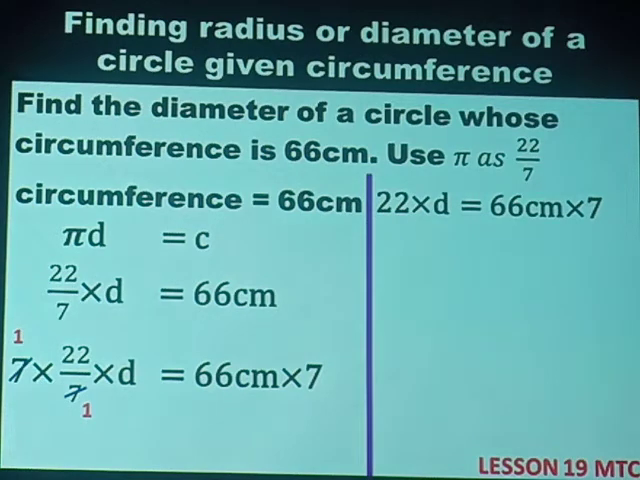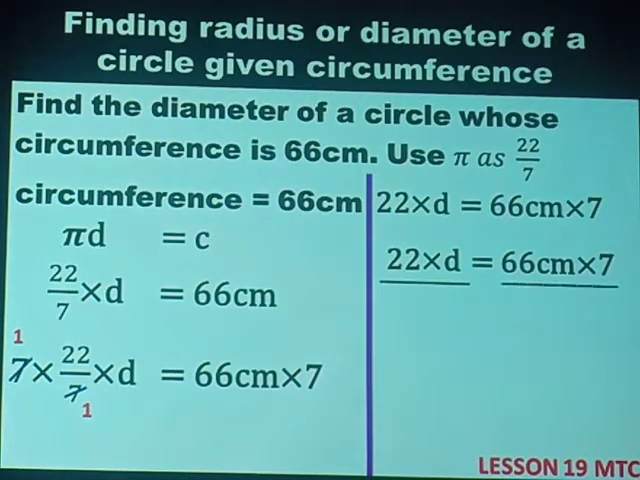In our next step, we need to divide. We shall divide on both sides by 22, because we need to look for the value of d. In other words, we need to look for the value of d. So 22 divided by 22, we shall come up with a 1. On this other side, 66 divided by 22, we shall come up with a 3.